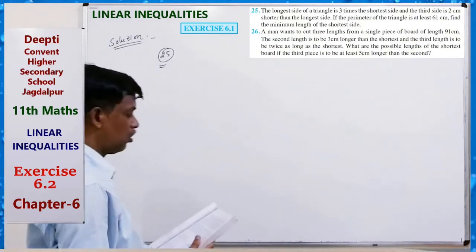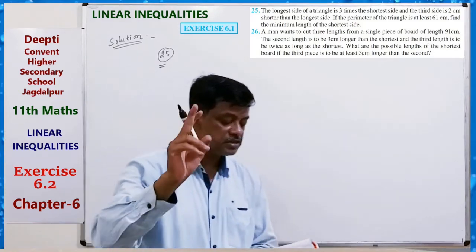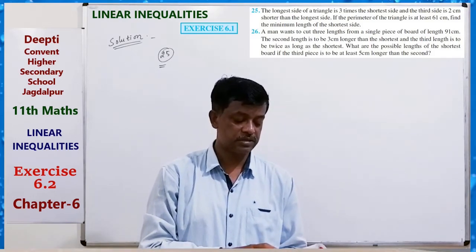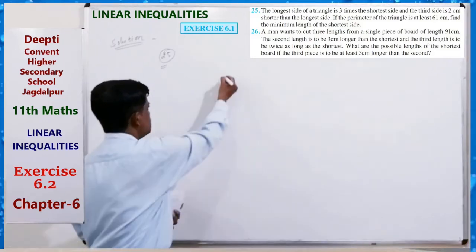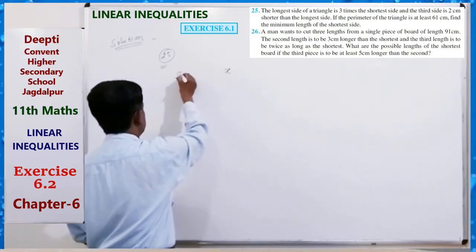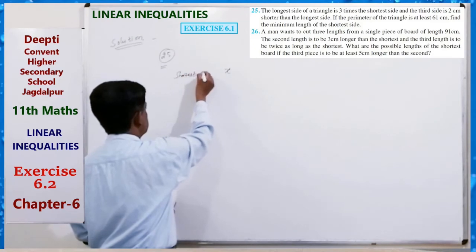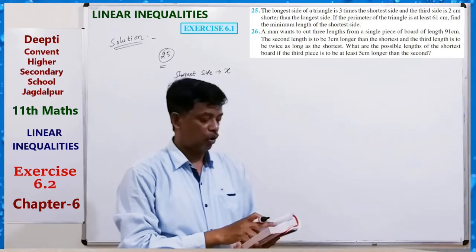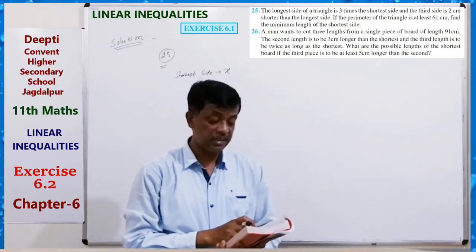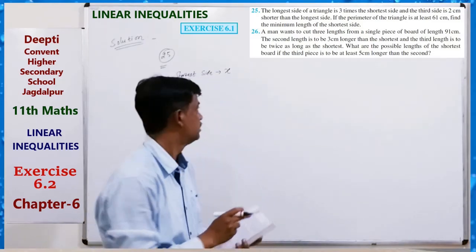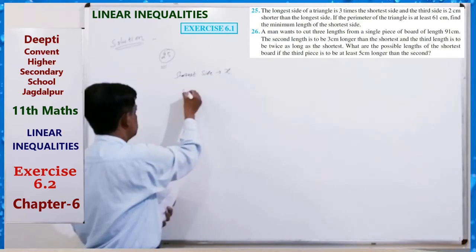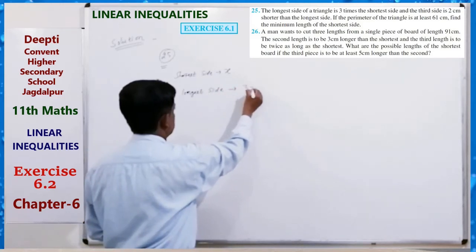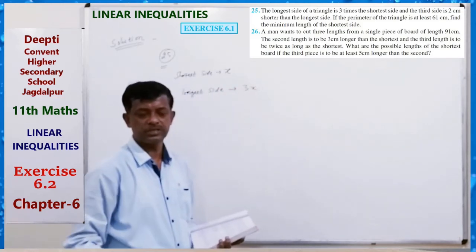The longest side of a triangle is 3 times the shortest side. Suppose the shortest side is x. The longest side of a triangle is 3 times the shortest side, so the longest side is 3x according to the question.